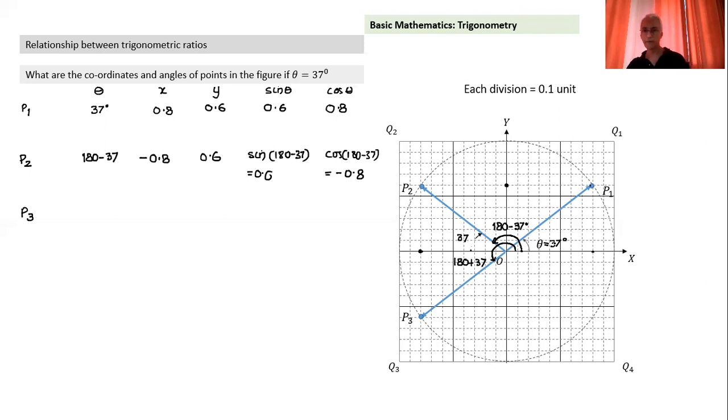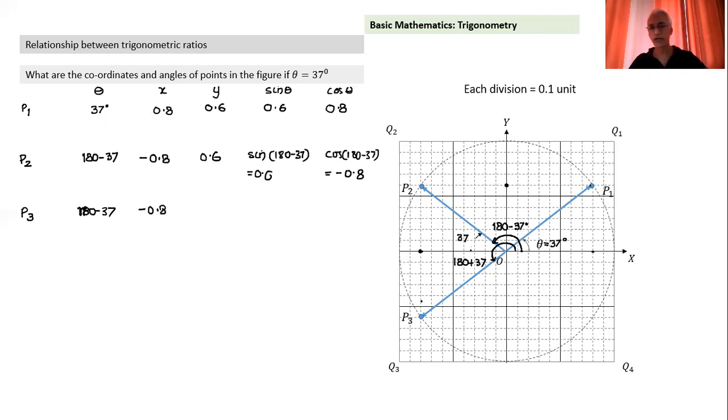So you notice some kind of pattern here. This angle was 37. Then another point which has the same magnitude of x and y coordinate was 180 minus 37, and now 180 plus 37. So this angle I'll write as 180 plus 37. Again, can we quickly write what is the x coordinate? X coordinate of P3 is the same as x coordinate of P2, which is equal to minus 0.8.